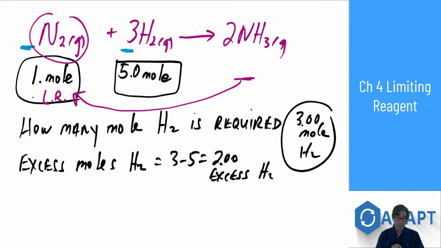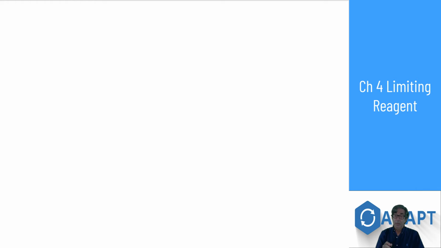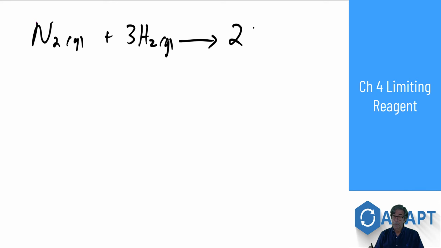Okay, so let's go ahead and do this again. Now, we're going to double the moles of nitrogen and leave the moles of hydrogen at 5 and see in this case which one would be our limiting reagent. So let's write down nitrogen, once again reacting with hydrogen, producing ammonia. In this case, we're going to react 2 moles of nitrogen and leave the hydrogen at 5 moles of hydrogen.